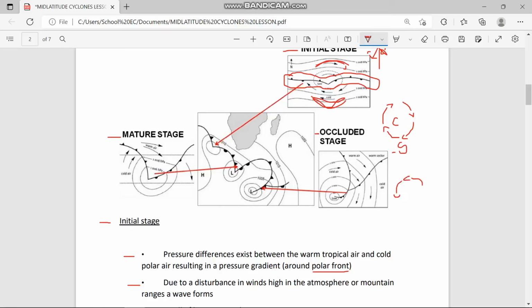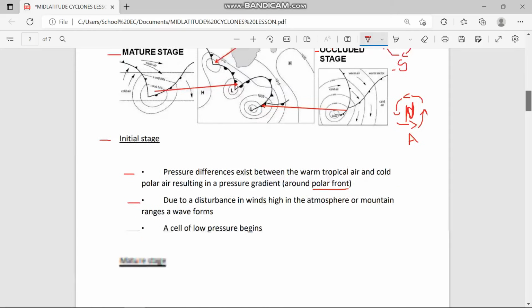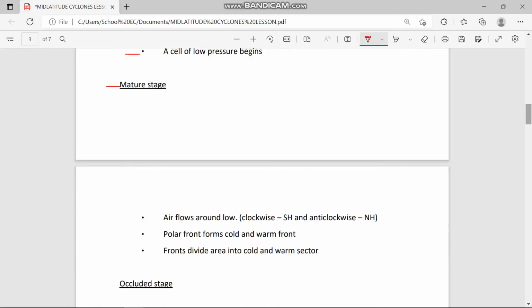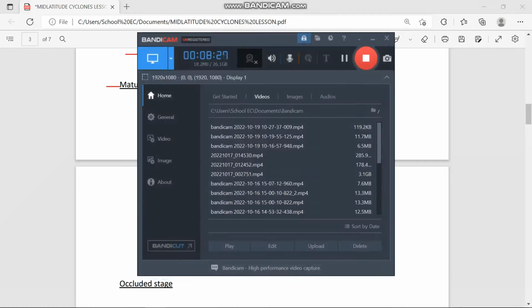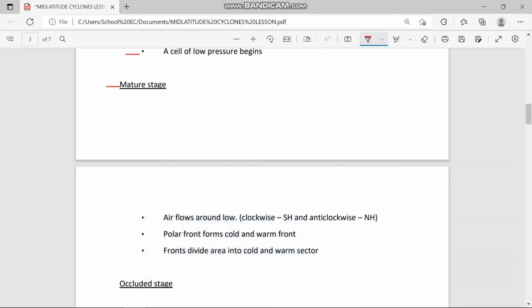These are things that you should know. This is the northern hemisphere. It moves in an anti-clockwise direction. So let's move. Now let's move to the mature stage of this mid-latitude cyclone.